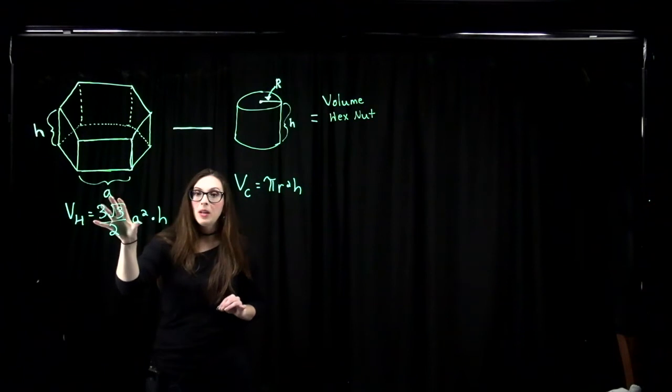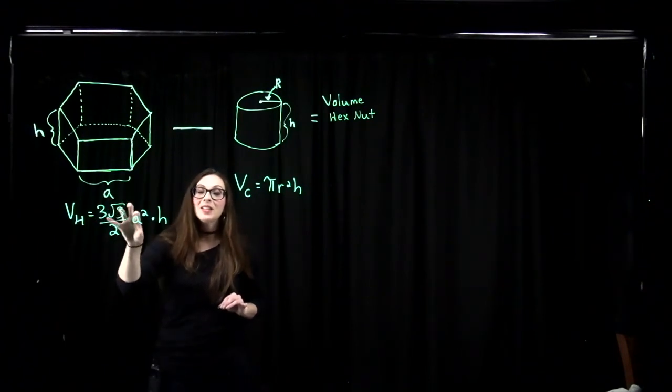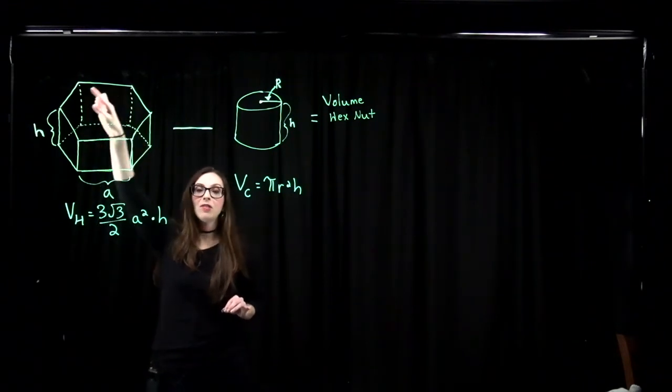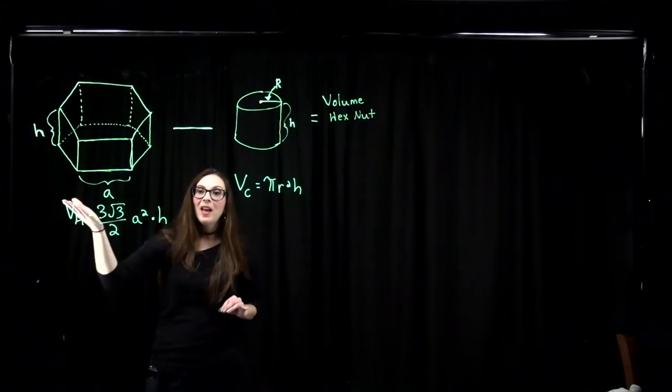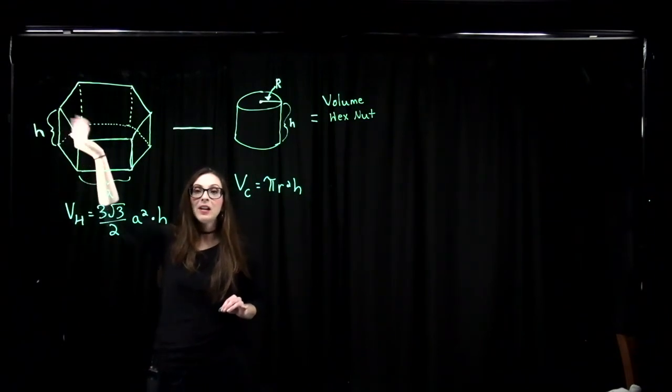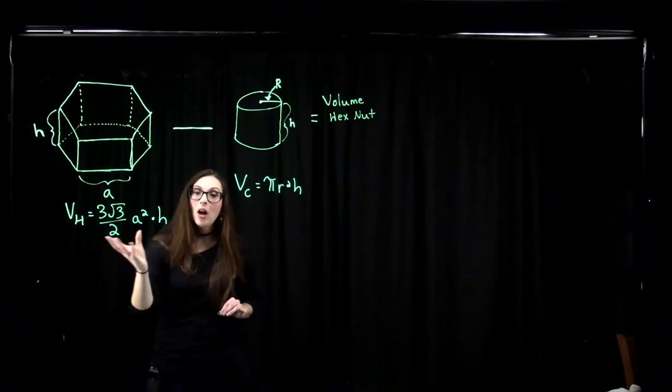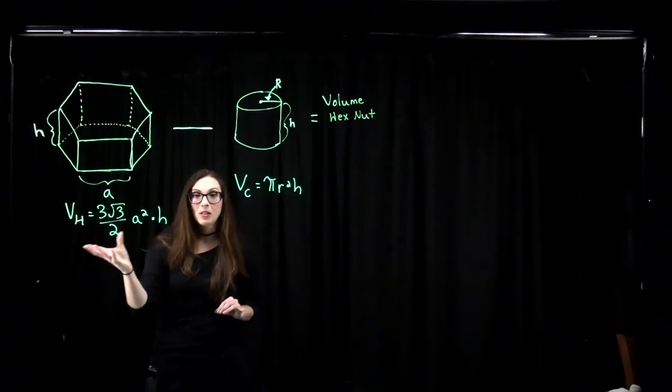So this first term here, 3 square root of 3 over 2 a squared, is the area of what we call a regular hexagon. That would just be like the area of the top of this prism here. Then you stack a bunch of those hexagons up, a height of h, and that gives you the volume of your hexagonal prism. So that's this right here.